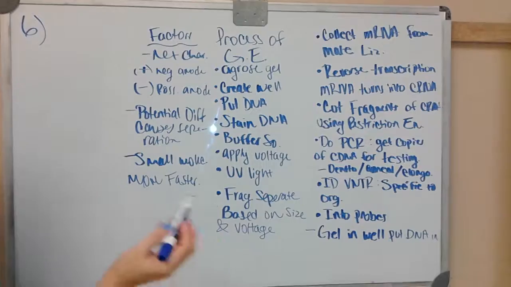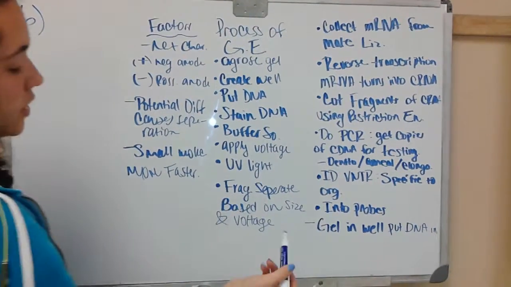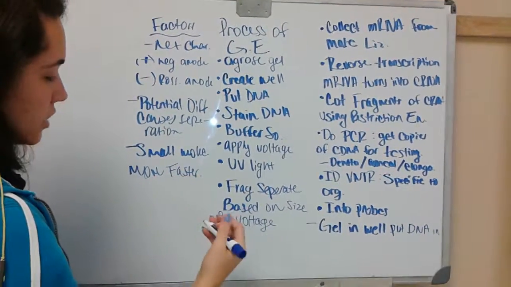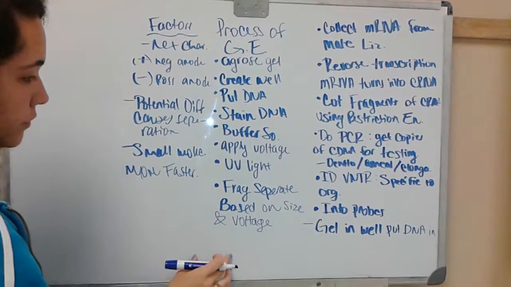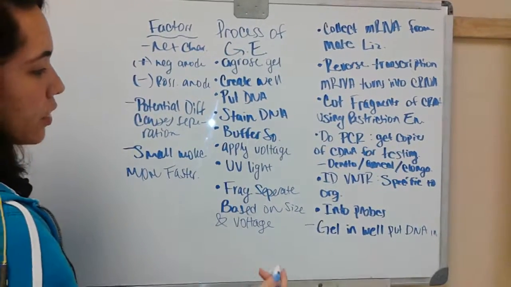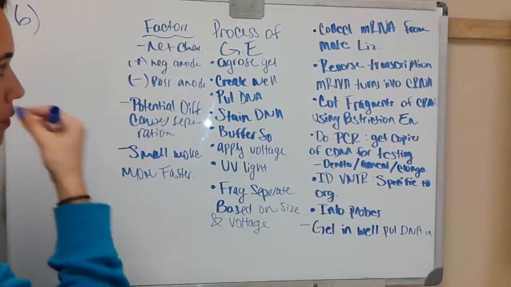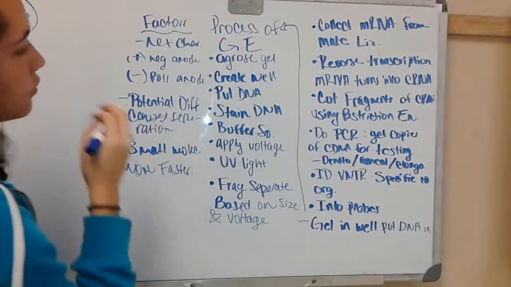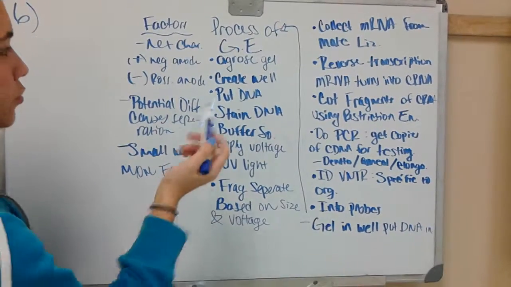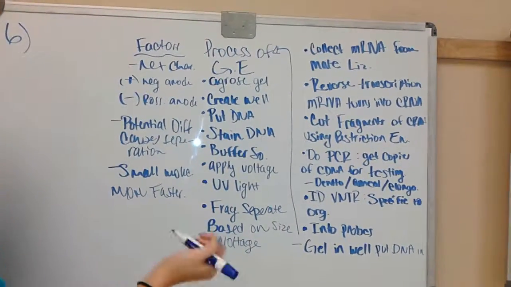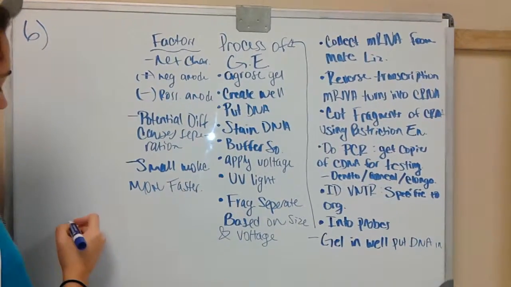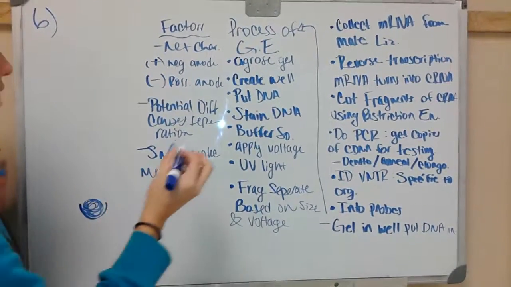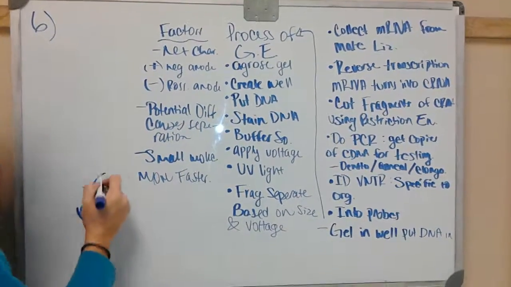Now, what we're going to do is insert probes into the sample, and then we're going to place gel inside the wells for the testing, and we're going to put DNA inside the well. And we're basically onto the process of gel electrophoresis. What we're going to do is prepare the agarose gel, and creating the well is basically placing the gel into the little container, and then we put DNA inside of it.